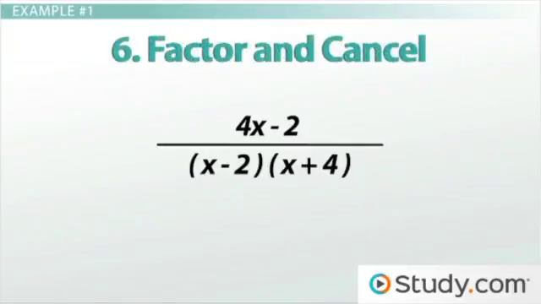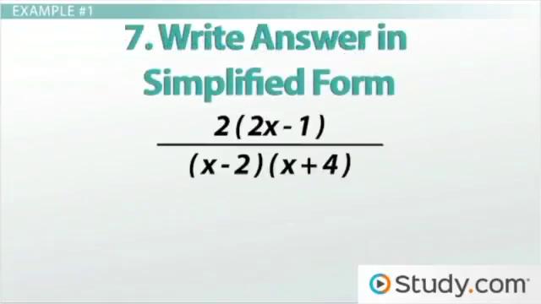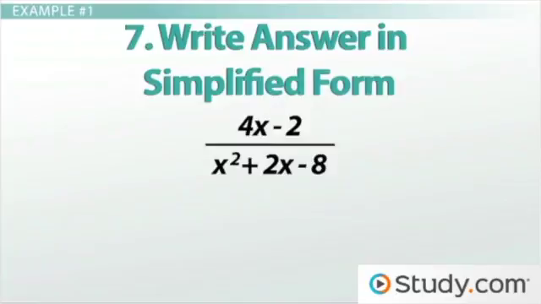Factor the numerator if possible. 4x minus 2 equals 2 times 2x minus 1. So we have 2 times 2x minus 1 divided by x plus 4 times x minus 2. There isn't anything to slash or cancel, so we distribute and FOIL for our final answer: 4x minus 2 divided by x squared plus 2x minus 8.